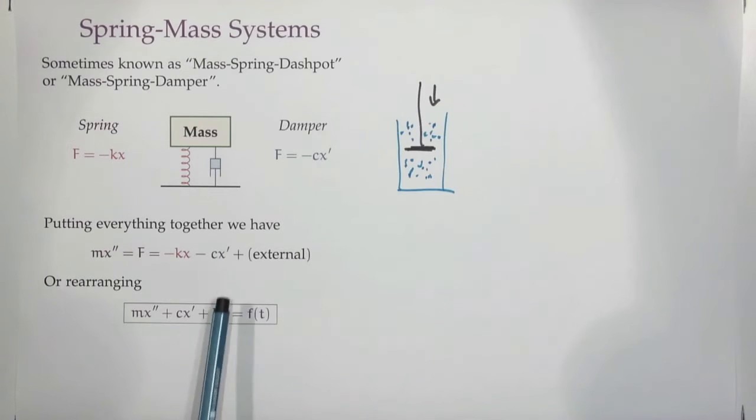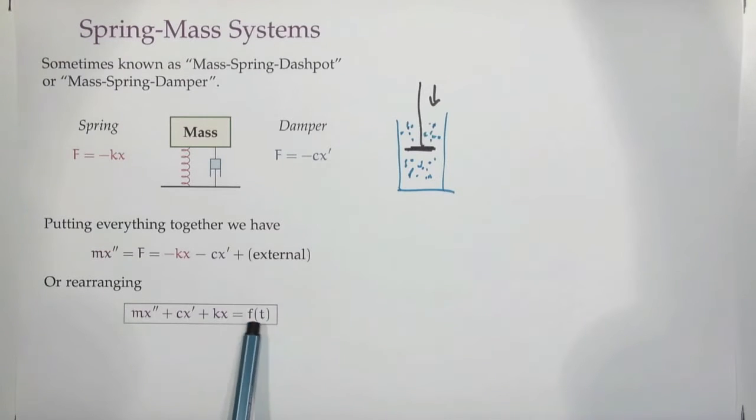And oftentimes there's no external force, so oftentimes it's homogeneous. So what do you do in these problems? Well, you work to identify what your values of MCK are, check to see if there's anything external, and then you solve. So there's not much to it, really. Once you get past the setup, it's what we've done before.